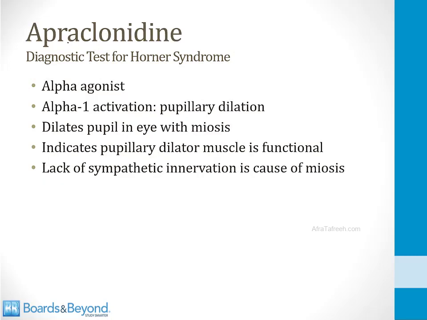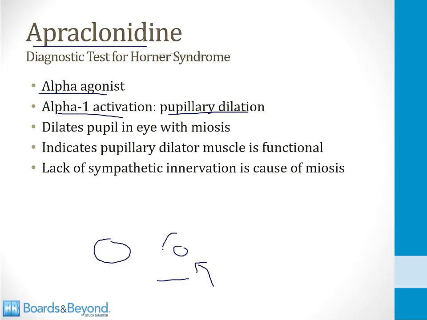The other drug that can be used for the diagnosis of Horner syndrome is apraclonidine. This is an alpha agonist, and when you apply it to the eye, alpha-1 activation should lead to pupillary dilation. And so in a patient with Horner syndrome, you have two pupils. One is large and one is small. The small one is the miotic eye that does not have sympathetic nervous system innervation. So if you apply apraclonidine to this eye, the miosis should resolve and the pupil will get larger. That indicates that the pupillary dilator muscle is functional.